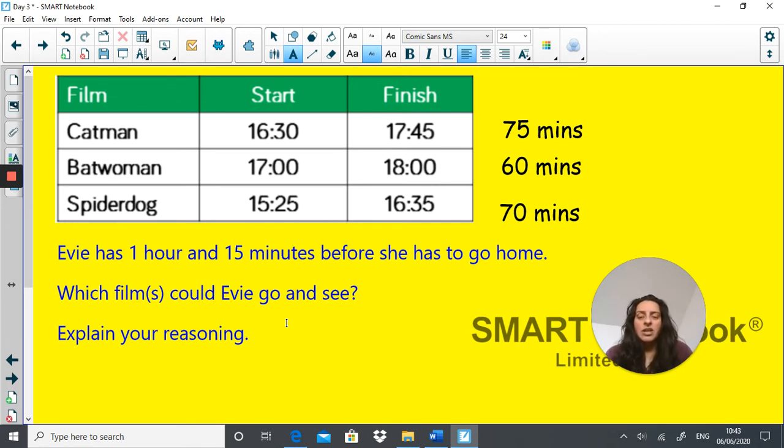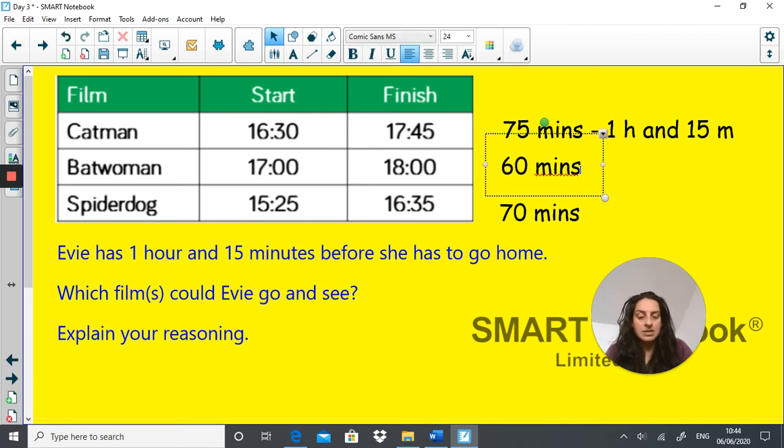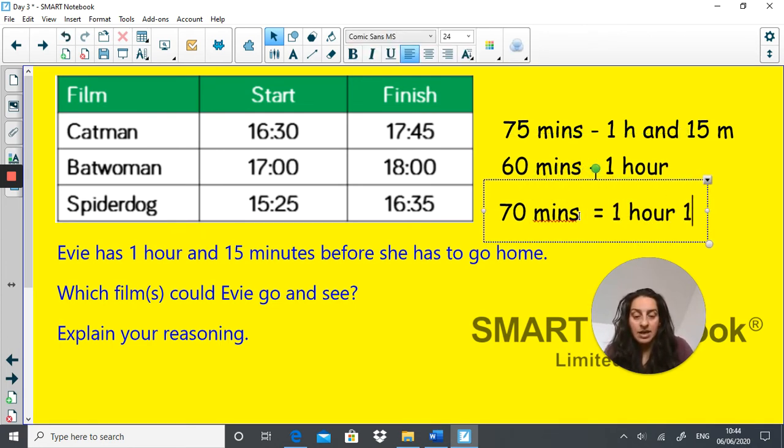So first, looking at the question, I noticed that Evie is using hours and minutes. And to make it easy for me, I might convert these times into hours and minutes, just because I think that will help me work out which films she can see. 75 minutes is 1 hour and 15 minutes. 60 minutes is 1 hour, and 70 minutes is equal to 1 hour and 10 minutes.